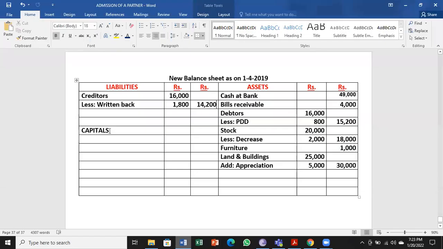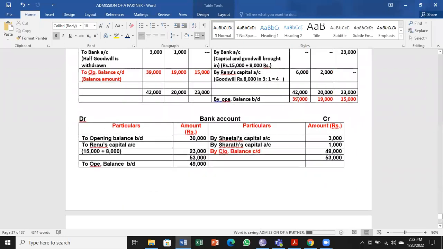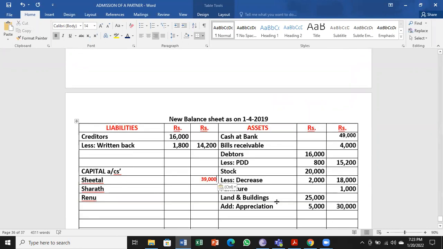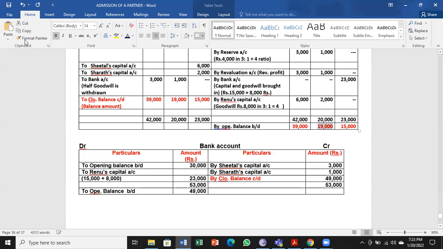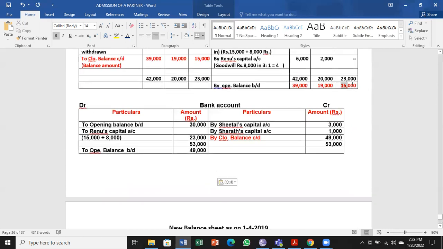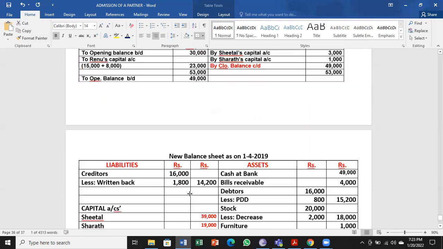Next is capital accounts. First of Sheetal, Sharath, and Renu. The capitals we have to take from the capital account. 39,000, 19,000, and 15,000.